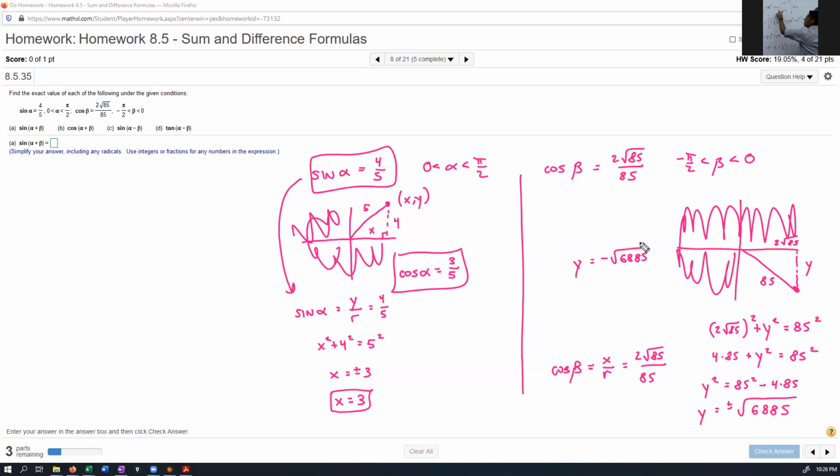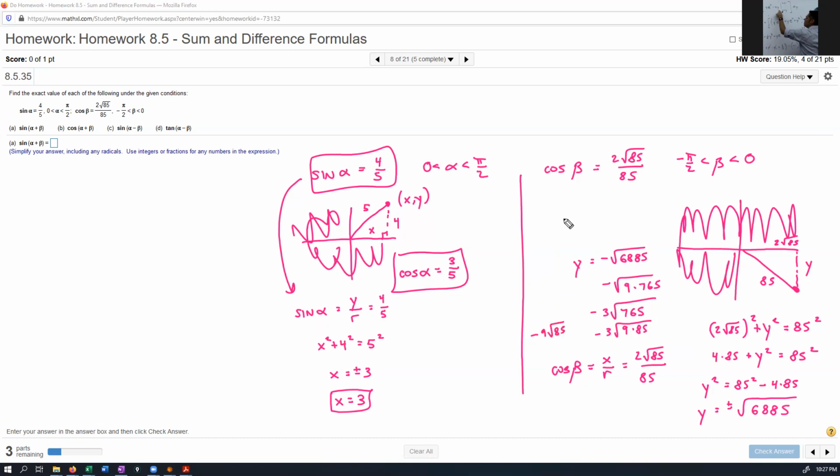They're going to want me to simplify that. So 6885, let's see. 9 goes in there, so this is the same as 9 times 765. I can pull a 3 out. Let me see if anything else goes in there. Oh, 9 goes in again, so 9 times 85. I can pull another 3 out, so I get -9√85. There we go. That's what y is.